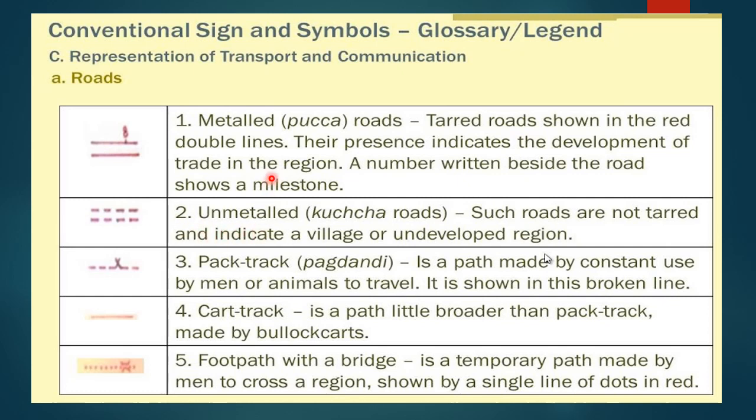Now metalled road, that indicates the developed region, as I told you, and unmetalled, that is the kacha road, maybe villages and small towns. Such roads are not tarred and indicate a village, and obviously they indicate a village or undeveloped region. And again the red color, and with two parallel lines separated from each other or in dashes.